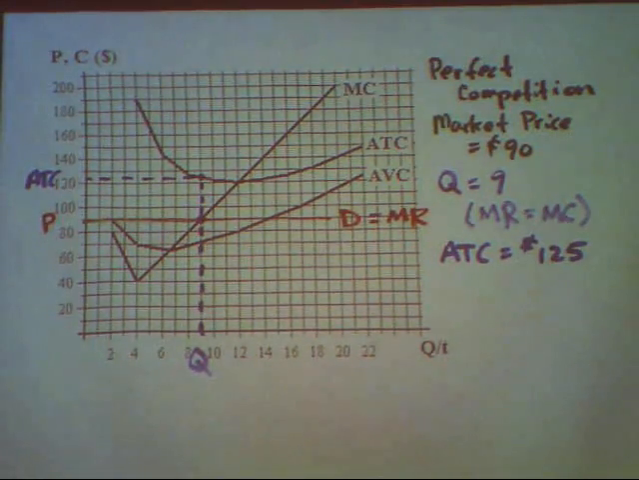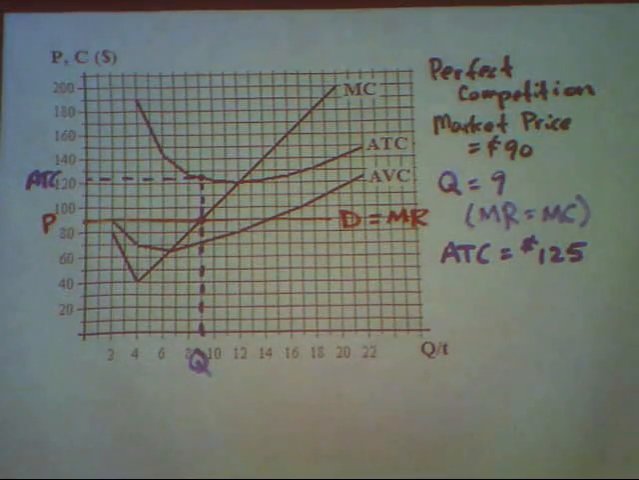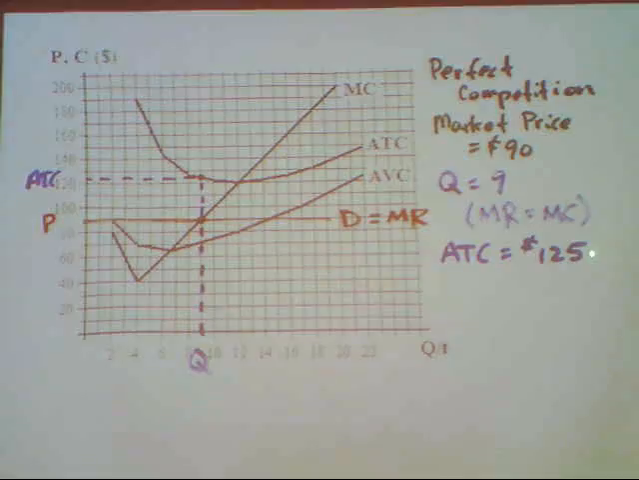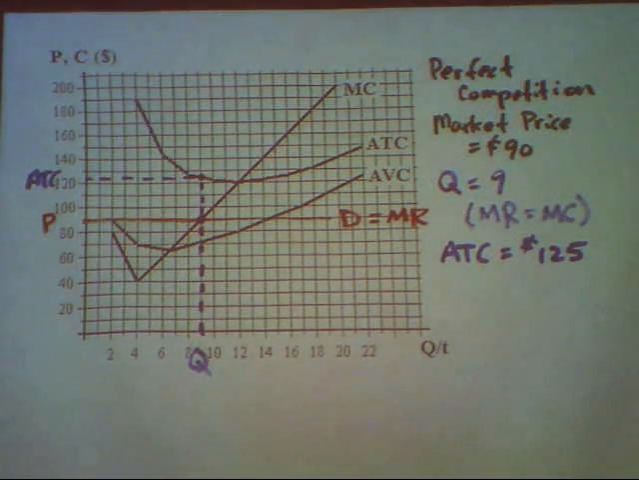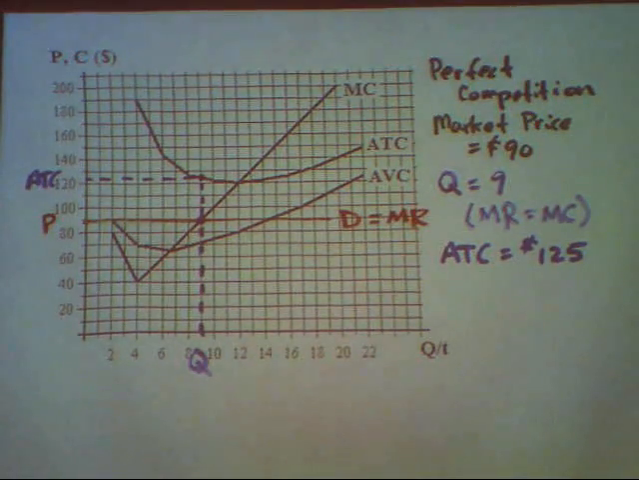Well, this firm is not in a good situation, since they're selling each unit of the product for $90, and it costs them $125 to make each one. That means they're losing the difference on every unit they sell. They're losing $35, 125 minus 90, on each unit they sell. And that's that vertical distance there. That's 125, that's 90, so the difference there is 35. And they're going to lose that on 9 units. So altogether, they're going to lose 35 times 9.